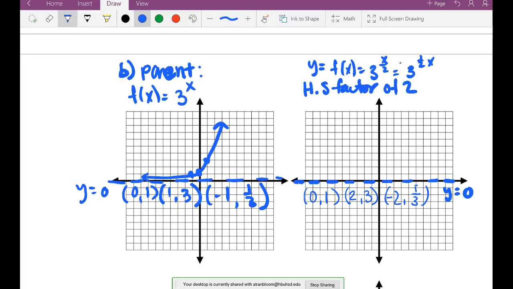Okay. All right. Plot the dots. Here we go. 0, 1. Notice how the y value is not going anywhere, just the x. 2, 3, and then negative 2 and positive 1/3.